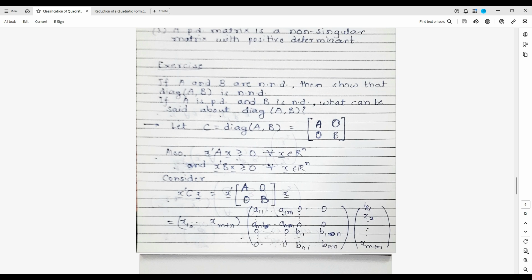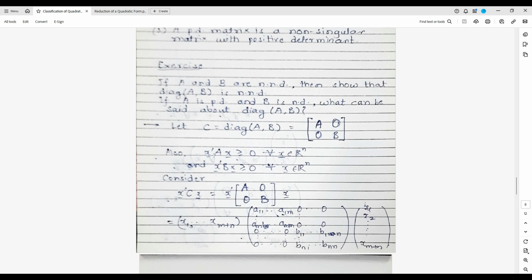So let us first assume that both are non-negative definite matrices. Then x prime Ax will be greater than or equal to 0 for every x in Rm. There is a mistake here. This should be Rm because A is assumed to be an M cross M matrix.